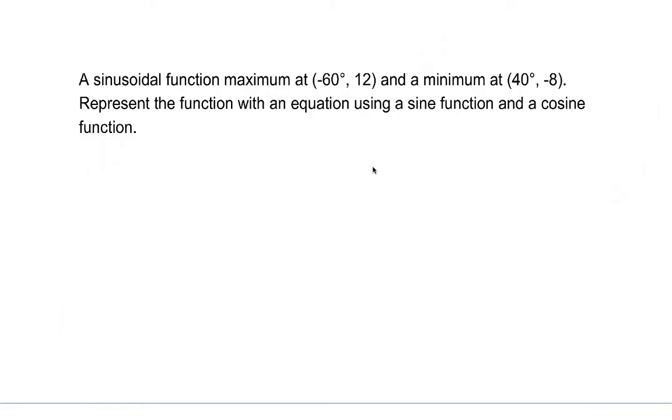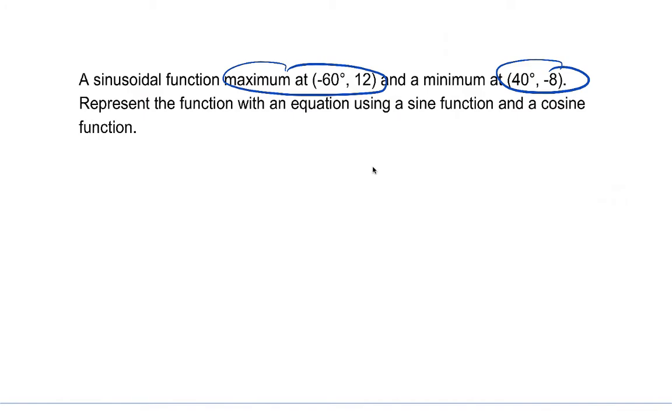It's really we're given a graph of a graph. You can think of it as we're given a graph, but we're given a description of it as opposed to the graph itself. So here we're given some key information: we have a maximum happening at (-60 degrees, 12) and a minimum at (40 degrees, -8).